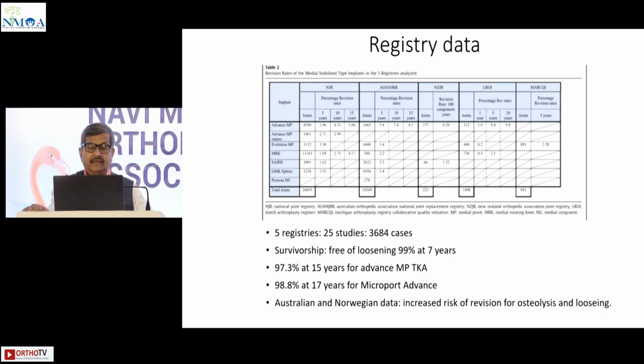Now, registry data, it's a little busy slide. You have the National Joint Registry, and then I think from Australia, New Zealand. So they have studied about 5 registries, 25 studies, 3,684 cases. Survivorship free of loosening was 99% at 7 years for medial pivot knee, 97.3% at 15 years for Advance medial pivot TKA, and it was 98.8% at 17 years for Microport Advance. Now, Australian and Norwegian data, they had a little increased risk of revision for osteolysis and loosening in medial pivot knees.